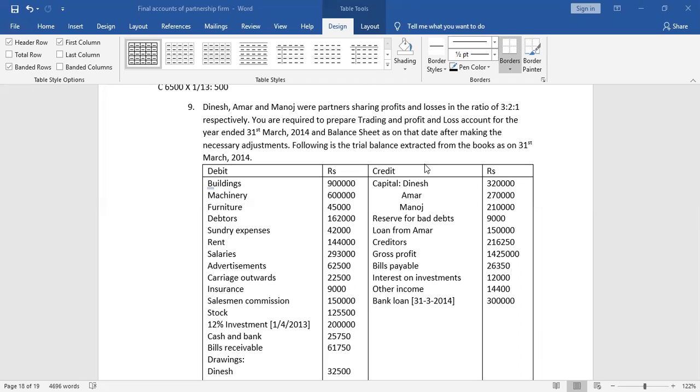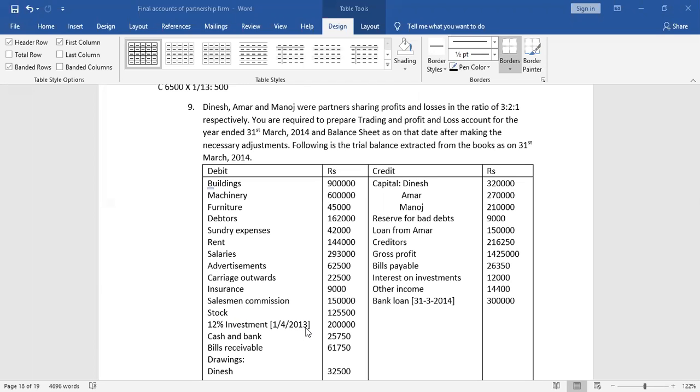Following is the trial balance extracted from the books as on 31st March 2014. So here the trial balance is given. Building is 9 lakh, machinery is 6 lakh, furniture is 45,000, then sundry expense, rent, salary, advertisement, carriage outward, insurance, salesman commission, stock. Now it is not given which stock this is. Then we have 12% investment. This is the hidden adjustment.